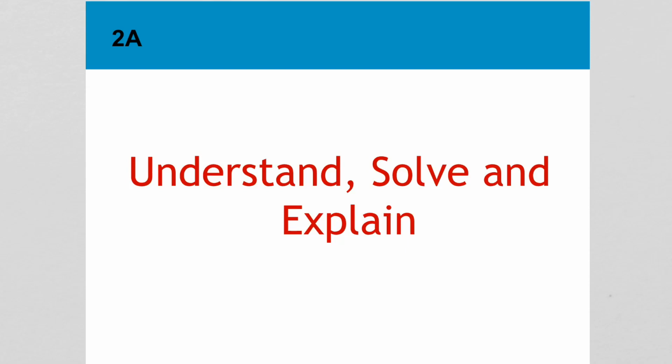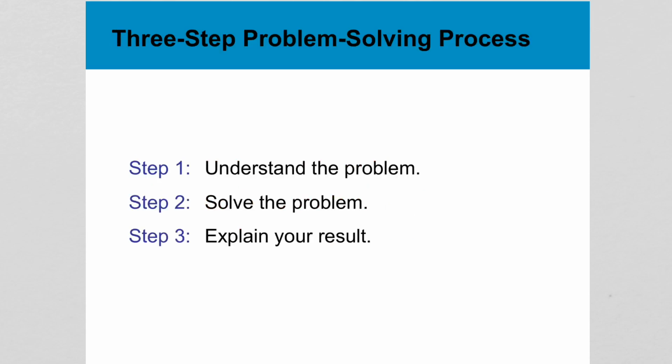In this section, we're going to go on and talk a little bit more about math: understanding, solving, and explaining. We'll look at conversions and stuff like that today. So there's a 3-step problem-solving process that we can use each time we solve a problem to make sure we do it correctly. First of all, understand the problem. Second, solve it. And third, explain.